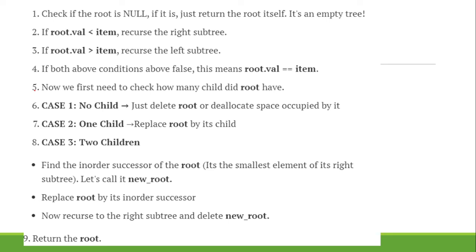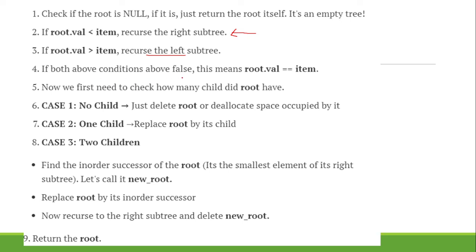Let's look at the algorithm. Step 1, check if the root is null. If the tree is empty, then return that it is an empty tree. Otherwise, if the value of root is less than the item, recurse to the right subtree. That is, the value to be deleted is greater than the root node, so it will be on the right subtree. So move to the right subtree and do the procedure as a recursion. For every node, the same thing is happening, so it is a recursive algorithm. If root is greater than the item, which means that the item to be deleted is lesser than the root node, the item will be somewhere on the left subtree. So recurse the left subtree and perform the same steps there.